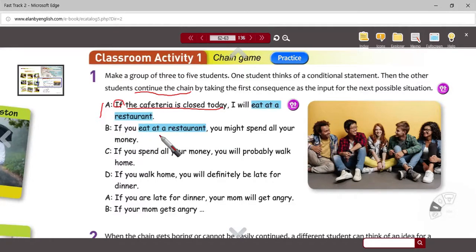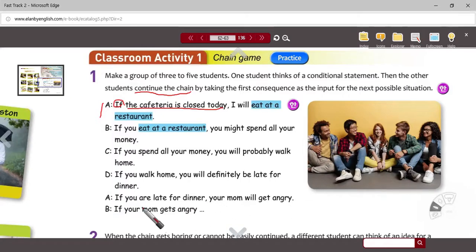So if you eat at a restaurant, you might spend all your money. If you spend all your money, you will probably walk home. Okay, so that's the consequence there. And if you walk home, you will definitely be late for dinner. If you are late for dinner, your mom will get angry. So you see this chain, this series of resulting actions, these series of consequences.